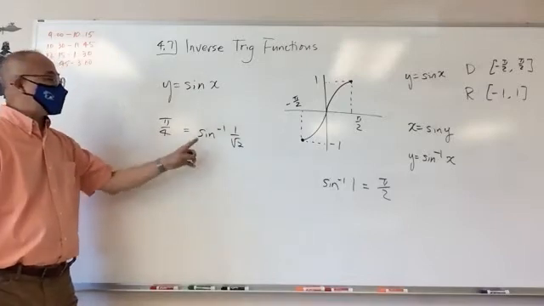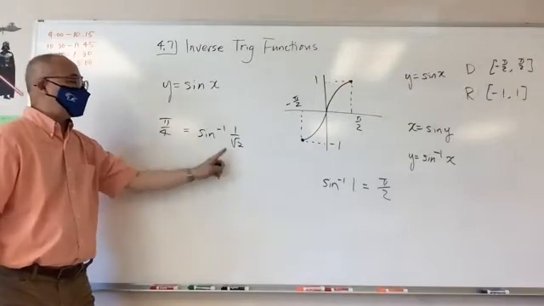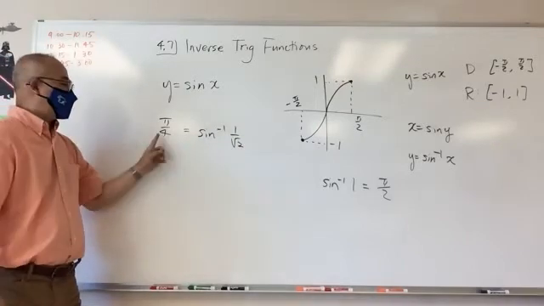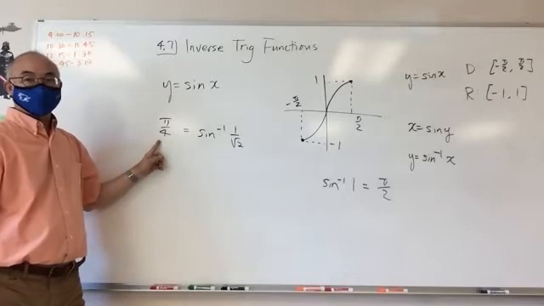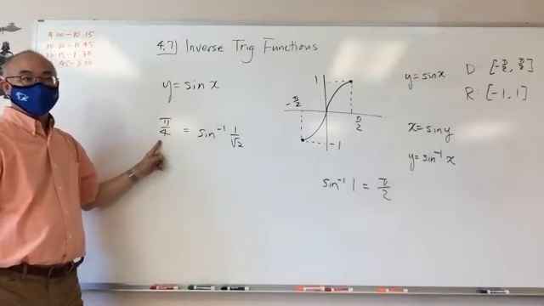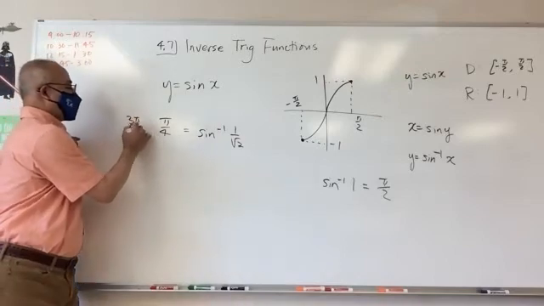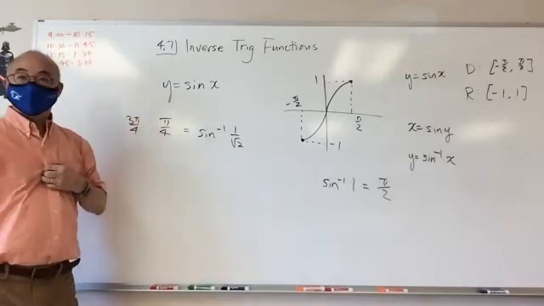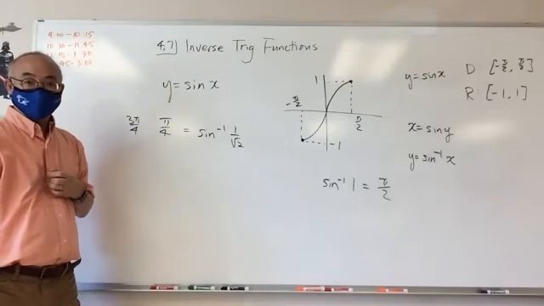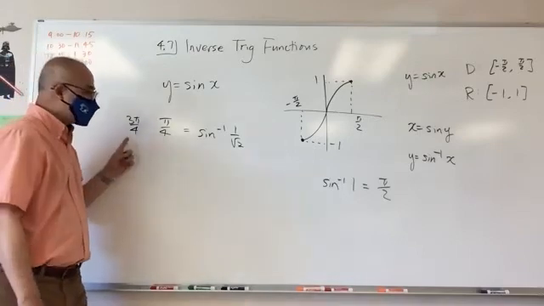Okay, so there is another angle that gives me a sine value of 1 over root 2 in your unit circle that is not pi over 4. What's the other one? Correct, 3 pi over 4. But actually, this does not work.